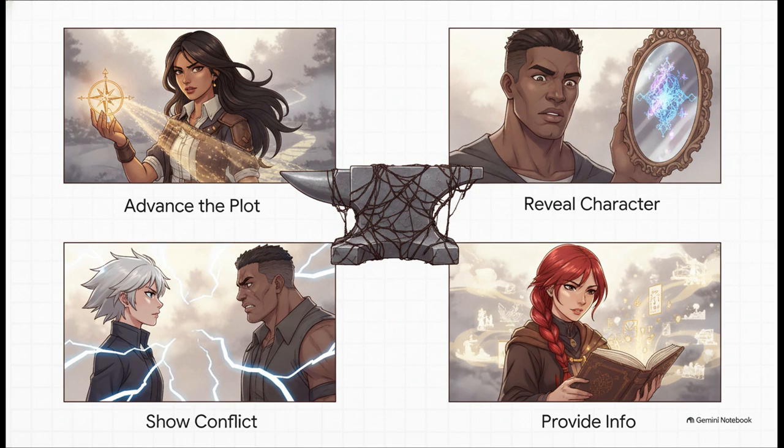So here's the absolute crucial point. Every single line of outer dialogue you write must serve at least one of four critical purposes. It has to advance the plot, reveal character, show conflict or tension, or provide important background information. If a character is speaking and it doesn't do at least one of these four things, it is dead weight. You have to cut it. That "Hi, how are you" exchange we just looked at, it accomplished absolutely none of this.